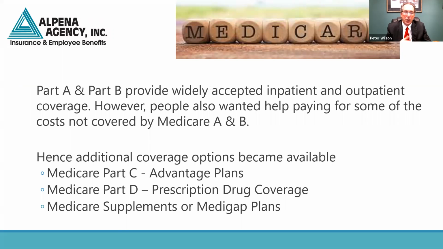So in summary, basically Part A and Part B, they provide a widely accepted inpatient and outpatient network. Go anywhere in the United States. However, they do have those limitations that we talked about. Hence, Part C was created, these Advantage plans, Part D, prescription drugs, and also the Medicare supplements or Medigap plans. So I'll get into the second section.